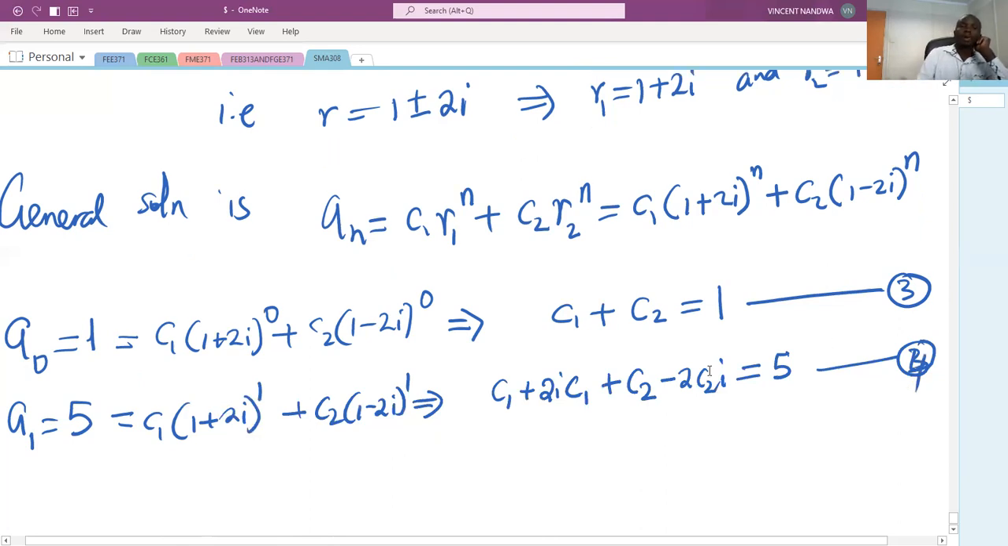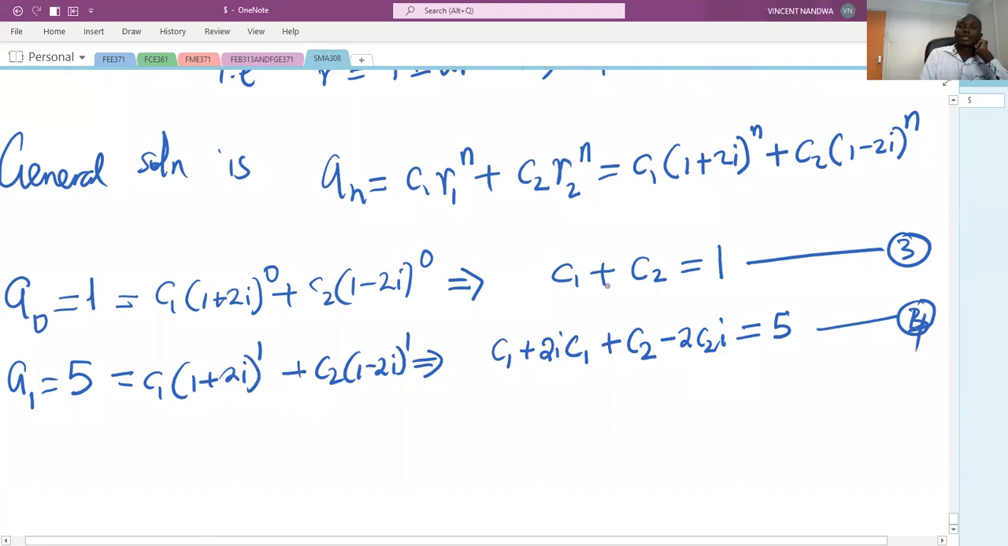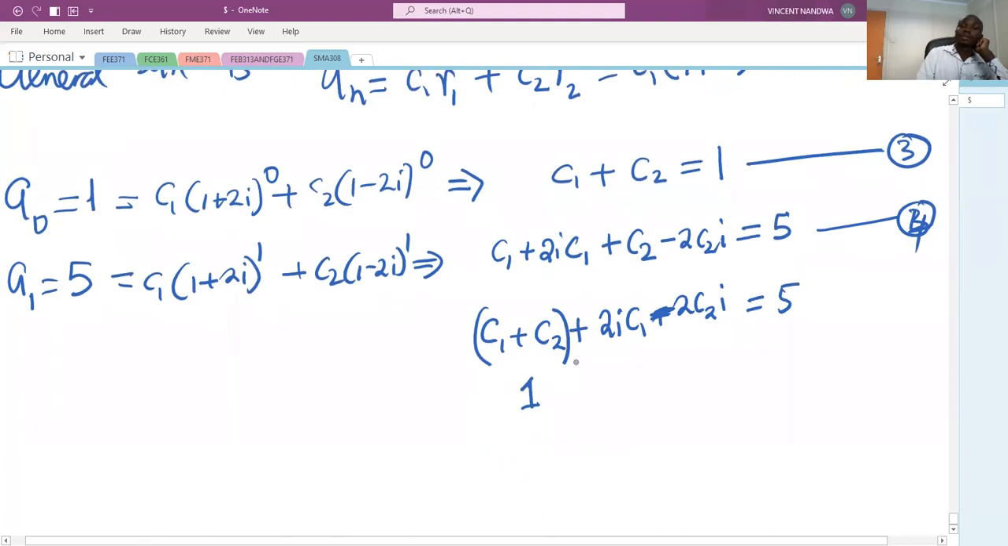But you see, we know that C1 plus C2 is 1. So this equation 4 can be written as C1 plus C2 plus 2iC1 minus 2C2i is equal to 5. So this part we replace by 1, and that means we'll have 2C1i minus 2C2i is 4, because we take this one to the right hand side.